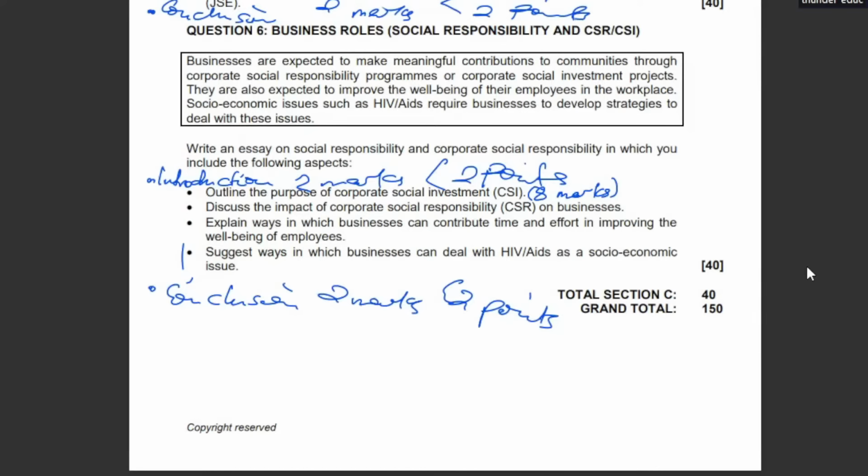Most of the corporate social investment projects are of a long-term investment. That is number 1. Number 2, corporate social investment reveals a business attitude towards the community in which it operates. So now, the third one, corporate social investment projects play a positive role in the development of communities.